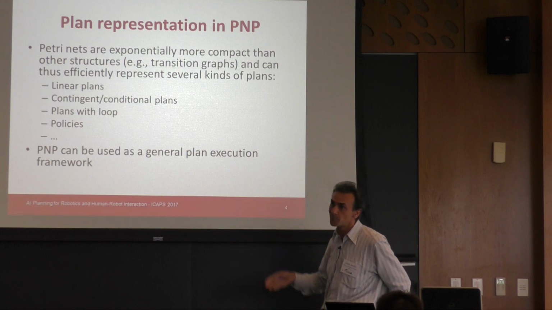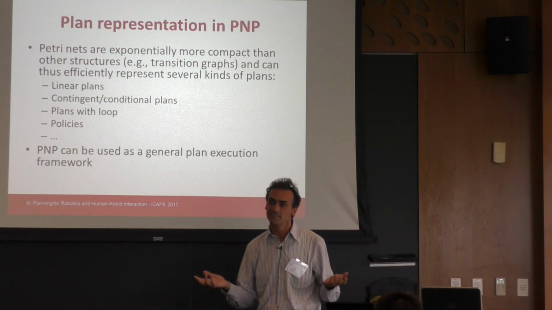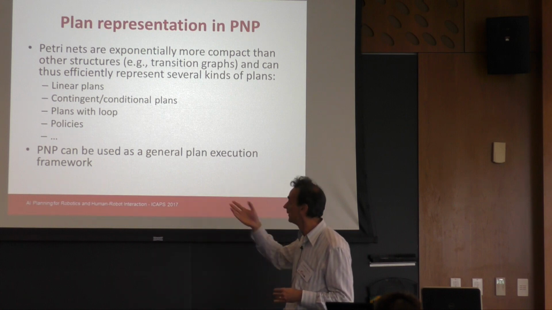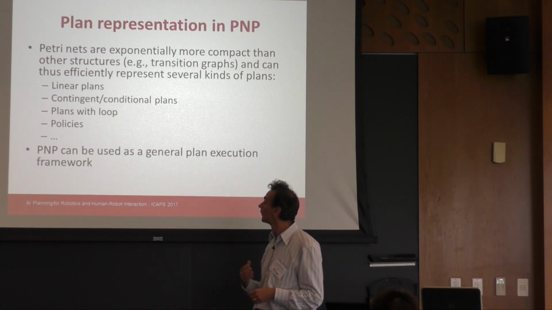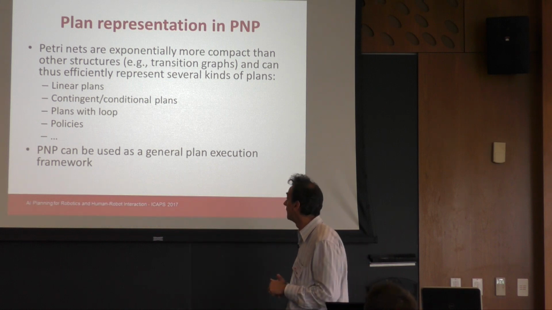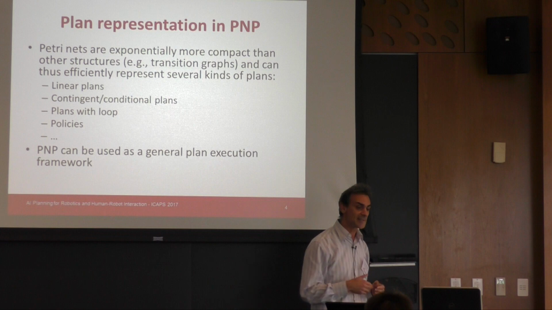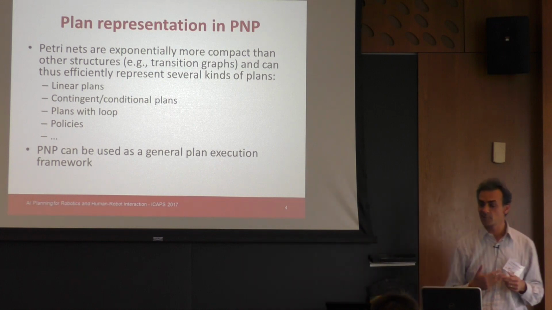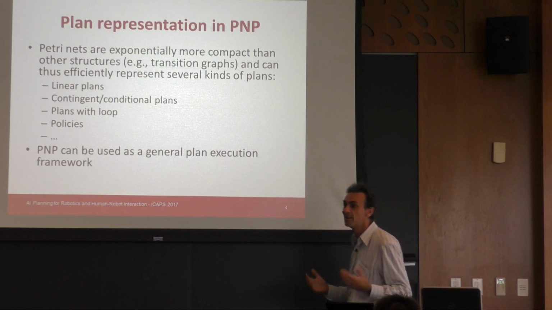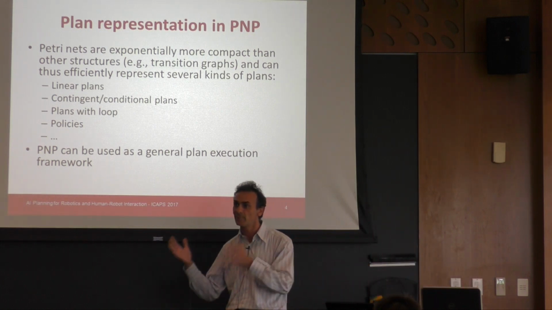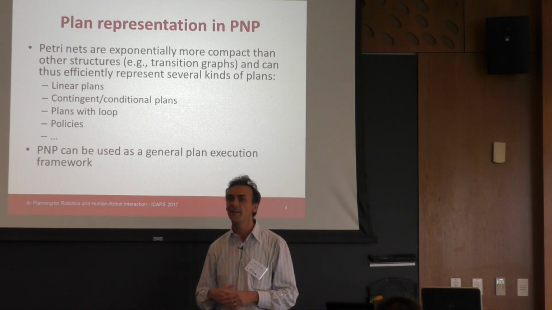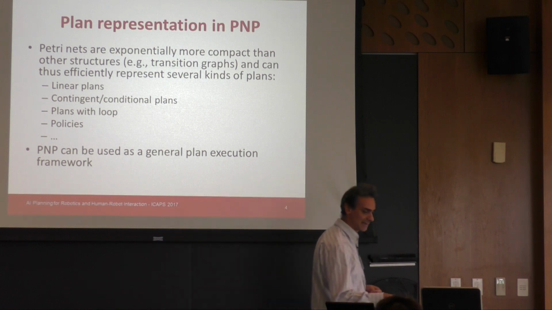And this means that for sure Petri Nets can represent probably all the plans that are considered in the planning community: linear plans, contingent plans, or plans with loops, policies, and maybe also some kinds of temporal plans. So we can say that PNP can be used as a general plan execution framework. So you can imagine that any plan that is generated by any system can be represented as a Petri Net plan in particular, and then you can execute this PNP.